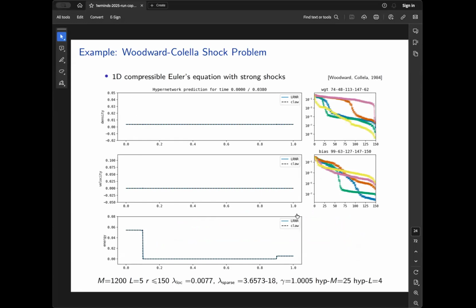Okay, so in conservation laws, this is a compressible Euler equation example. There is a classical problem called the Woodward-Colella shock problem, where these are three output variables of the system: the density, velocity, and energy. And there are two shocks that collide with each other. These dashed lines are where we gave this meta learning problem the solution data coming from a finite volume method, the ClawPack software package. And we've trained the learner. And on the right, we're showing the evolution of the coefficient parameters.